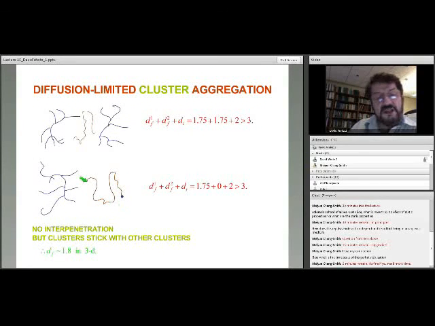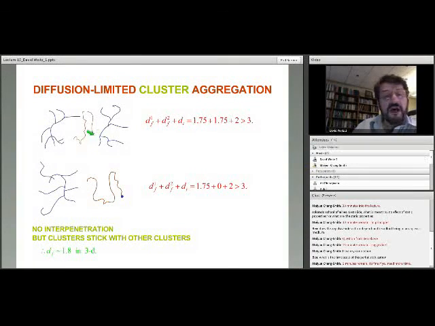The sum of all these dimensions is greater than the dimension of space, and that says that these particles can't really interpenetrate. The same thing occurs even more so if you have 2 fractals that are undergoing Brownian motion. Then the total dimension is much greater than 3.